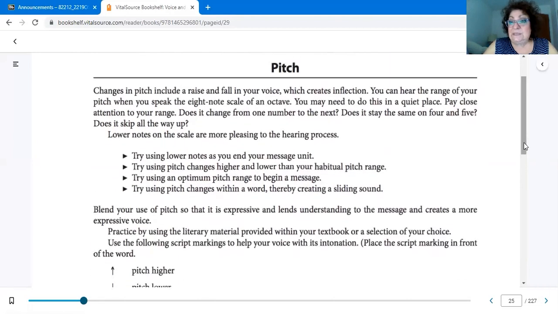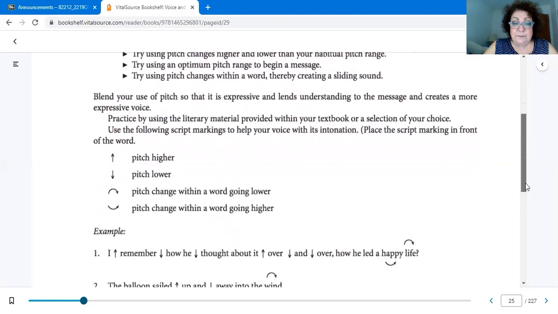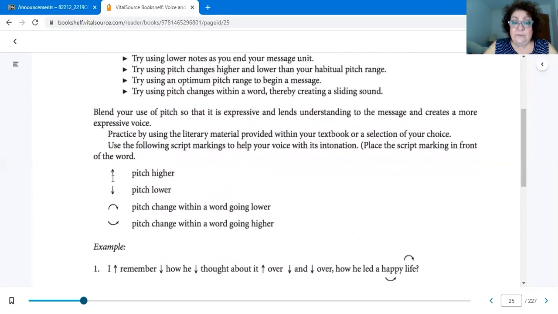So the next thing is pitch. So those are the 8 notes in our speaking. So the script marking for pitch, there's 4. We're going to go over the first 2 right now. These also you probably cannot find in your normal keyboard. So when you work on your manuscript, you'll have to substitute these script markings in your key because you may not be able to find these symbols. But these are the ones you'll be tested on because that's what the correct symbols are.